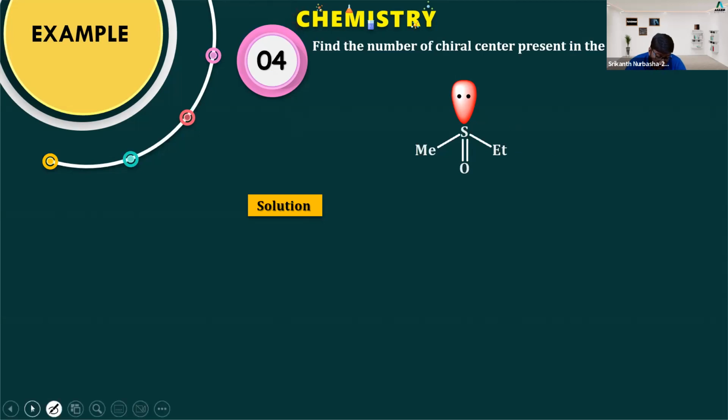But does sulfur have all 4 different groups or not, including the methyl? Methyl, ethyl, S double bond O, and a lone pair, including everything. Sulfur has a chiral center. Sulfur is the chiral center.